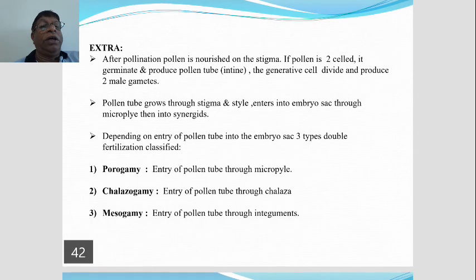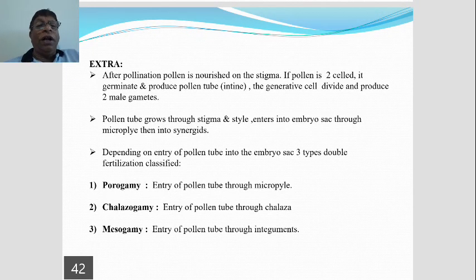Next is what happens after artificial hybridization. That is, pollination takes place. After pollination, what happens in angiosperms? Fertilization takes place. Okay. Now, we shall see some points about fertilization. After pollination, the pollen is nourished on the stigma. It means the pollen is deposited on the stigma. Stigma secretes some chemical or sugar or carbohydrate, and thus it is nourished on the stigma.